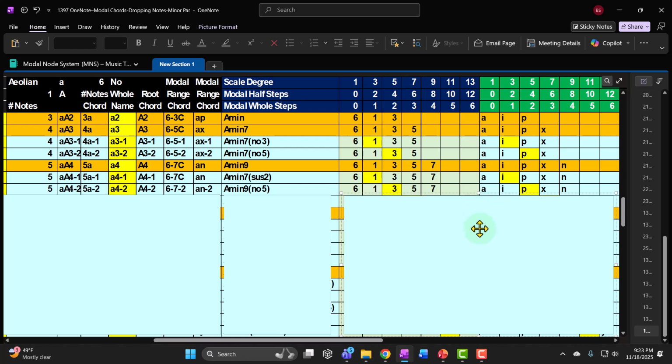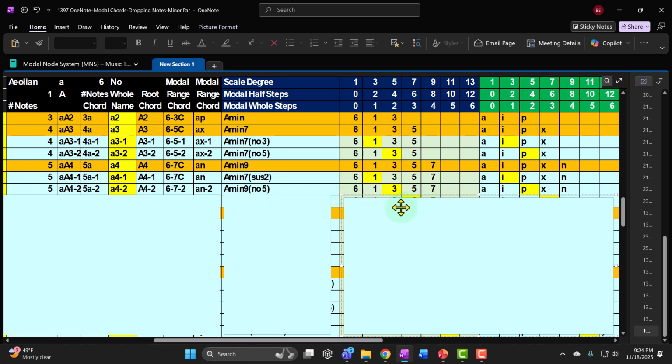So let's say we add or remove the 5. If I remove the 5, it would be an A minor 9 now. So now I'm at the 9 and then no. Now this one, by the way, I have an A minor 7 sus 2. Yeah, that's right. So this one is going to be an A minor 9 no 5. So now we're going all the way out to the 9 and we're just removing the 5.